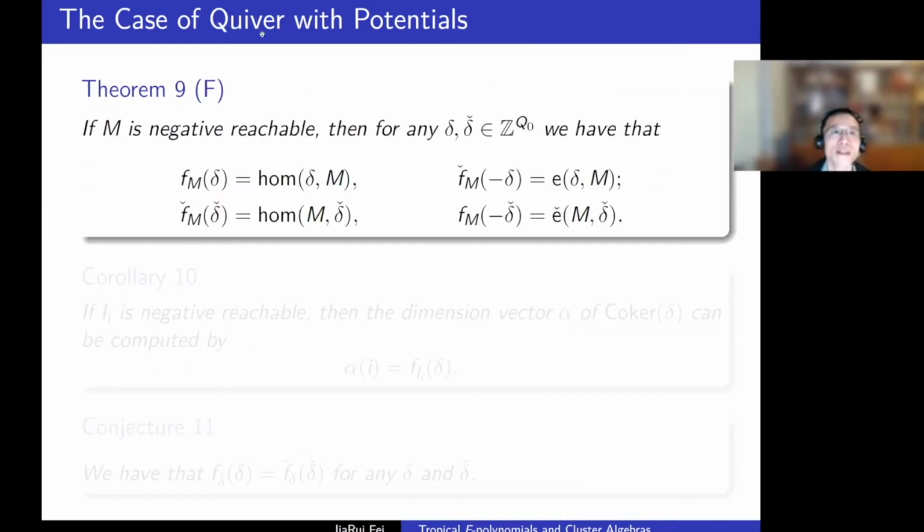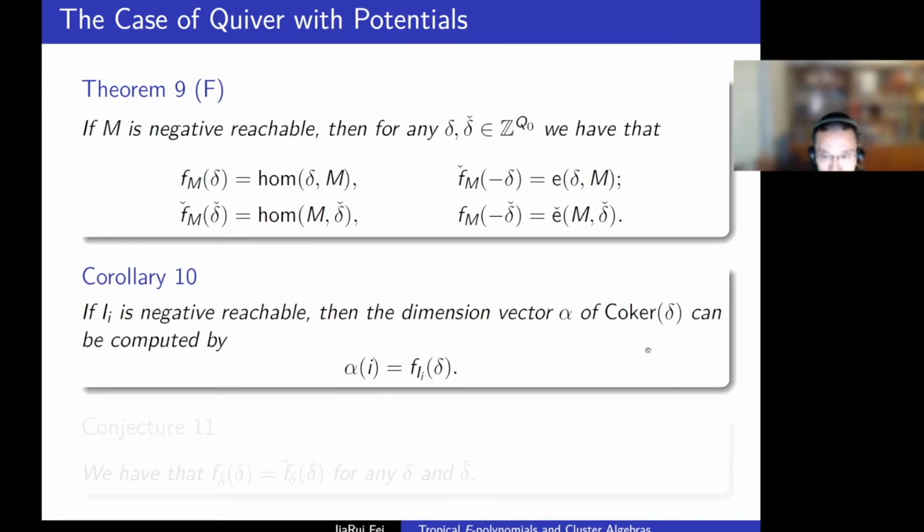Then if we focus on the case of quiver with potential, the previous theorem can be improved a little. Basically, we can make this n equal to 1. But a price is paid, because we need the algebra to be a quiver with potential, and the representation M is not any representation. It should be negative reachable. It's a technical condition that simply says this is a kind of mutation representation, which can be obtained from mutation.